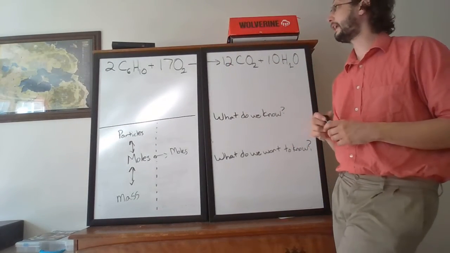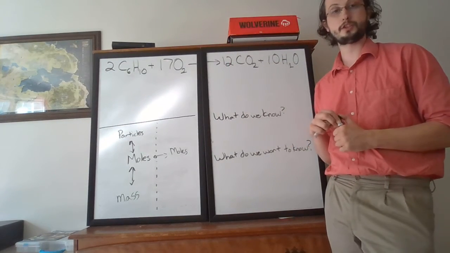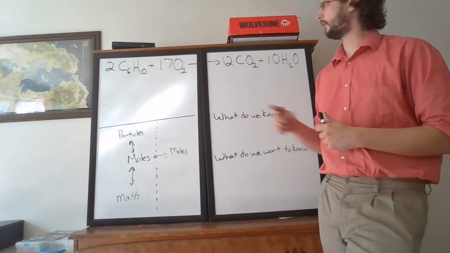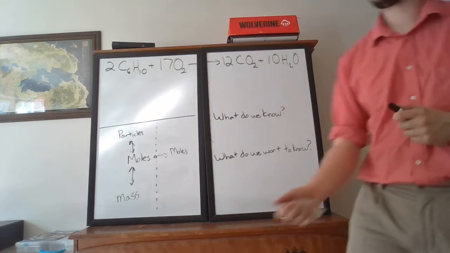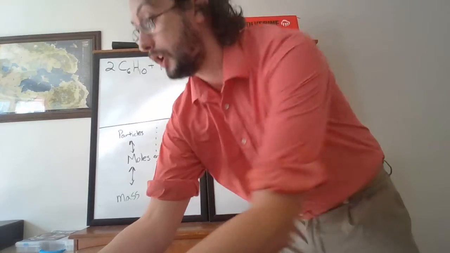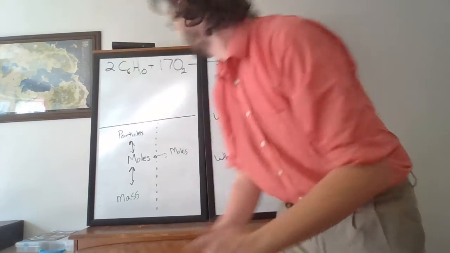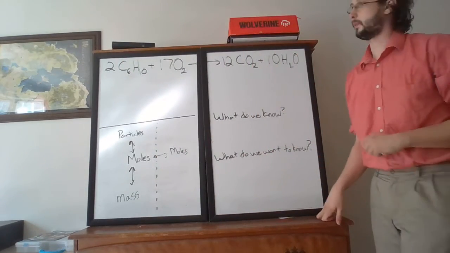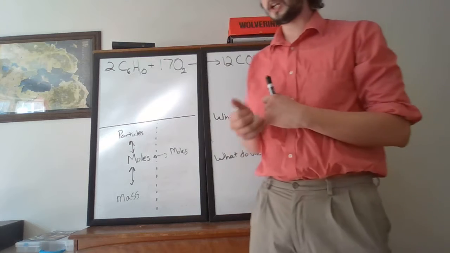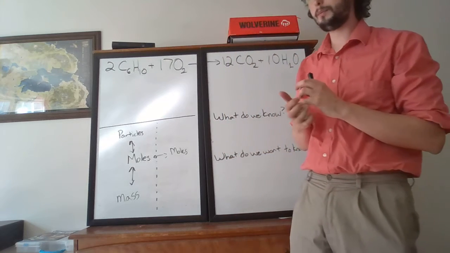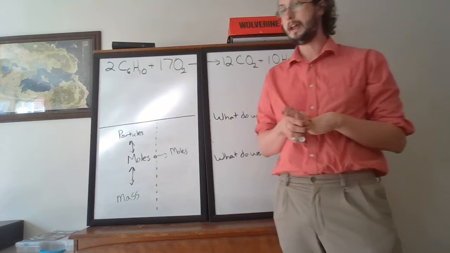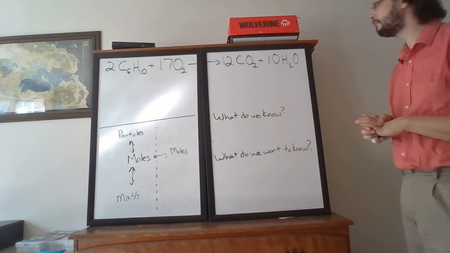This is a video explaining how to do number 4 on the moles to mass stoichiometry assignment. So again, it's the same balanced equation as last time. We've got 2 hexanes reacting with 17 oxygens to produce 12 carbon dioxides and 10 waters. If we read the question, it's asking if I do this reaction with 1.15 moles of oxygen, how many grams of water will be produced?